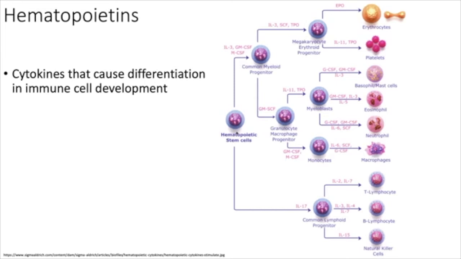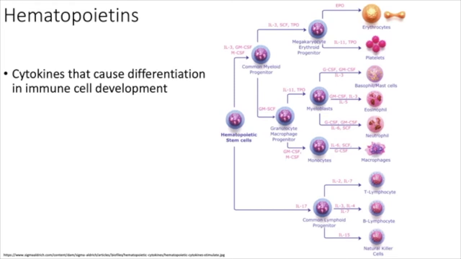So you can see lots of interleukins here. You can see lots of growth factors, granulocyte, monocyte, colony stimulating factor. So all kinds of just different things can come in here, but we consider them hematopoietins if they're influencing the development of cells, and a lot of them do.